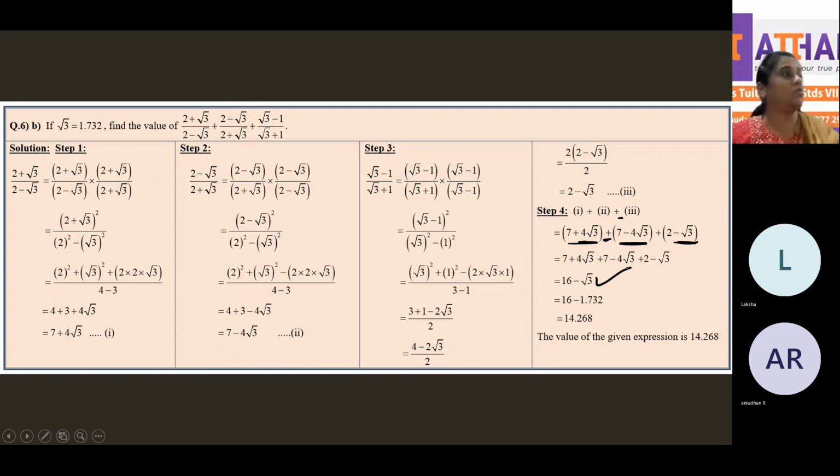See, you get 16 minus root 3. Now after getting 16 minus root 3, we put the value of root 3.